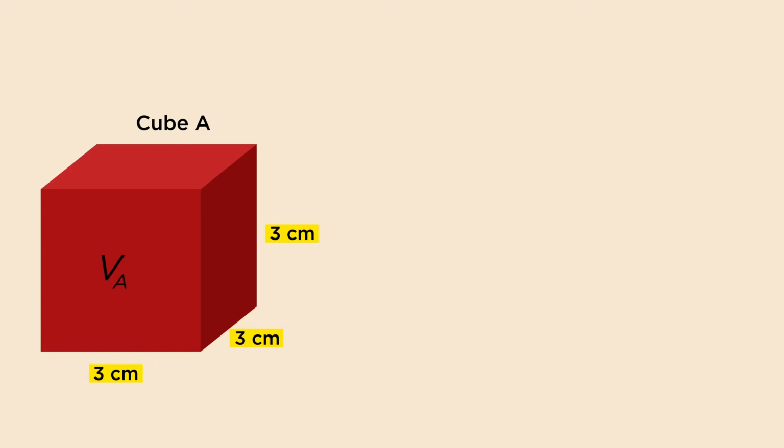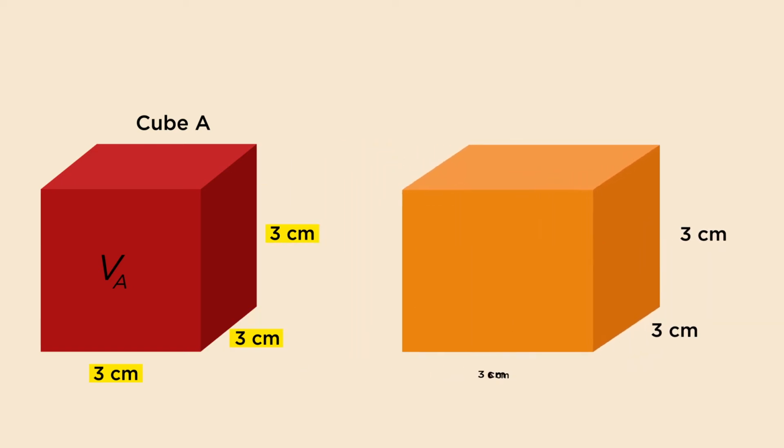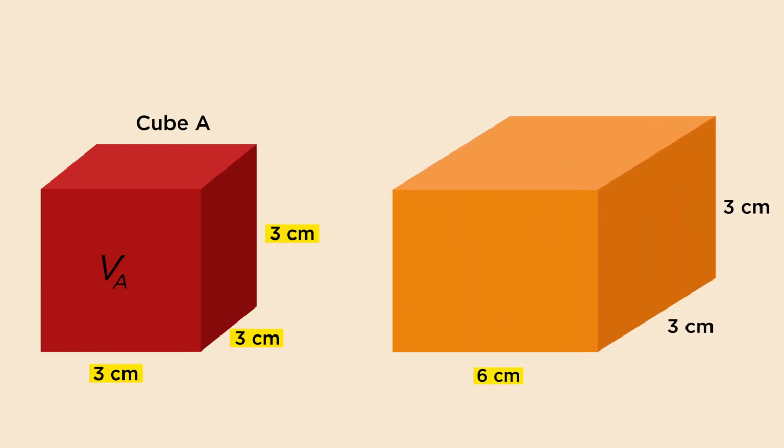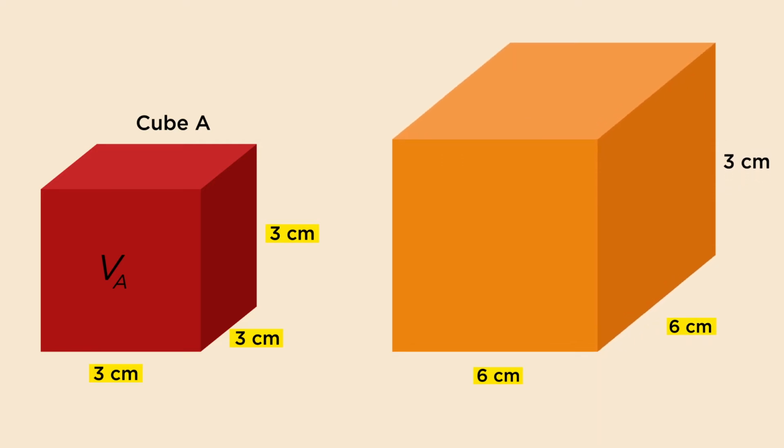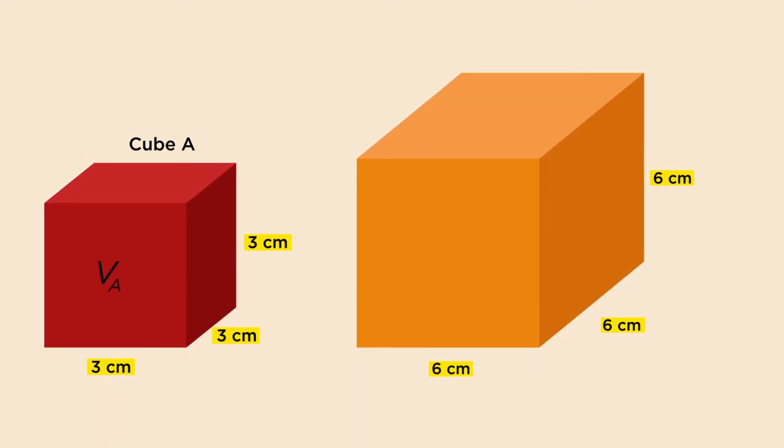Now suppose we double the dimensions of the cube, meaning the length is increased to 6 cm, the width is increased to 6 cm, and the height is also increased to 6 cm. Notice we actually obtain an enlarged cube. Let's call this cube B. In fact, cubes A and B are similar because each corresponding side of the larger cube is increased 2 times. In other words, the length of each side of the larger cube is scaled by a factor of 2.